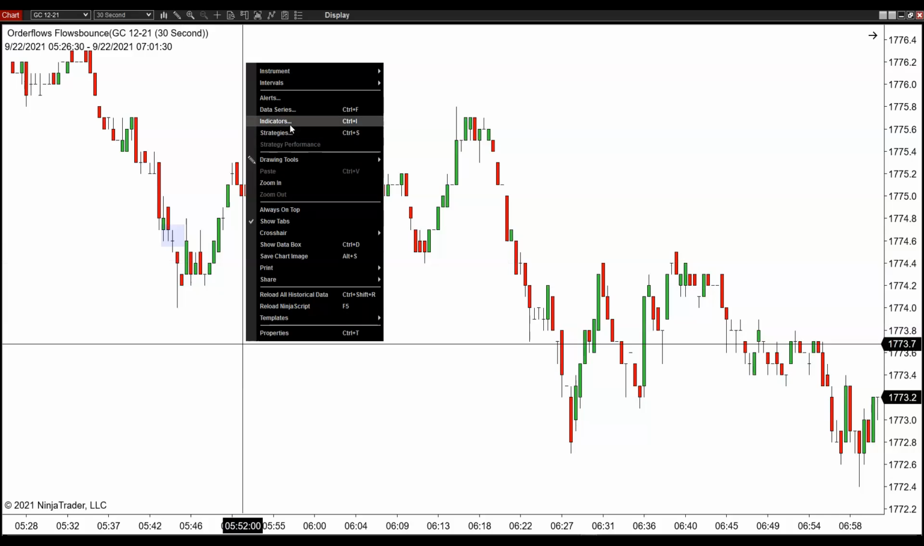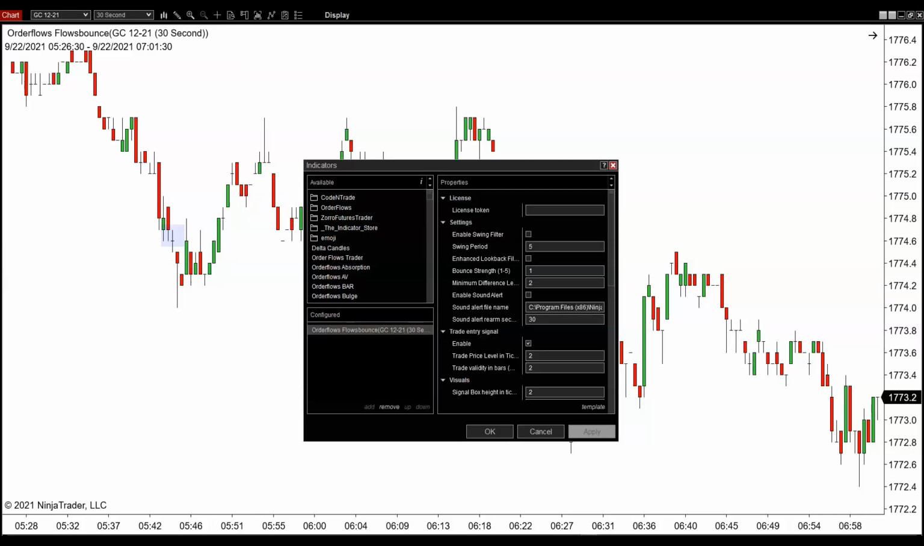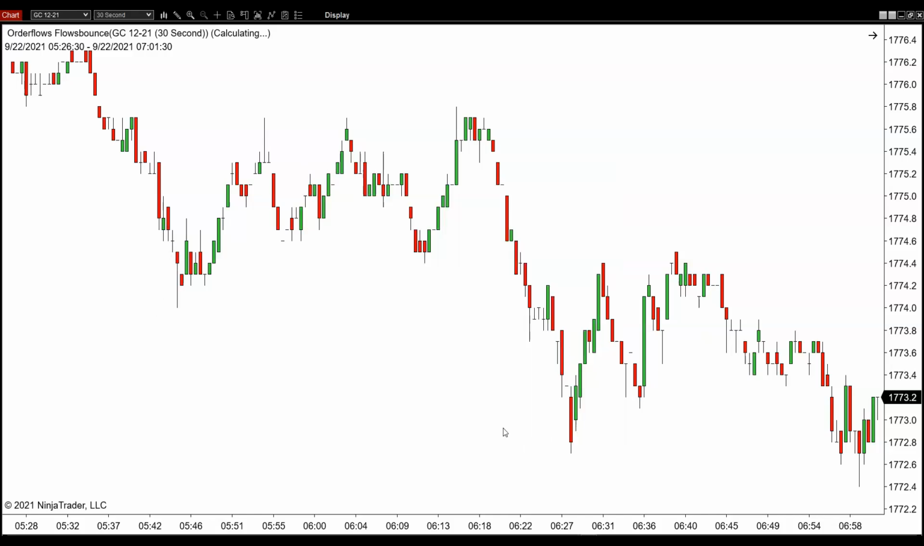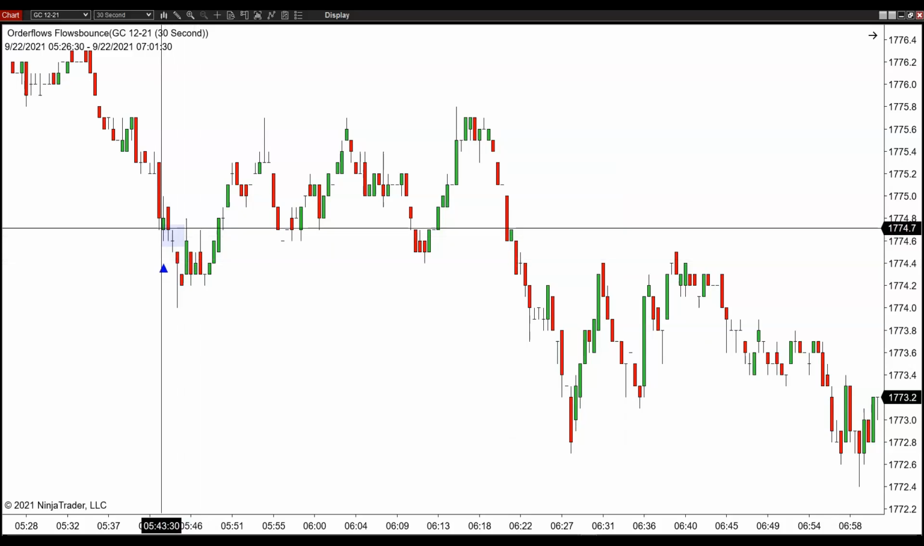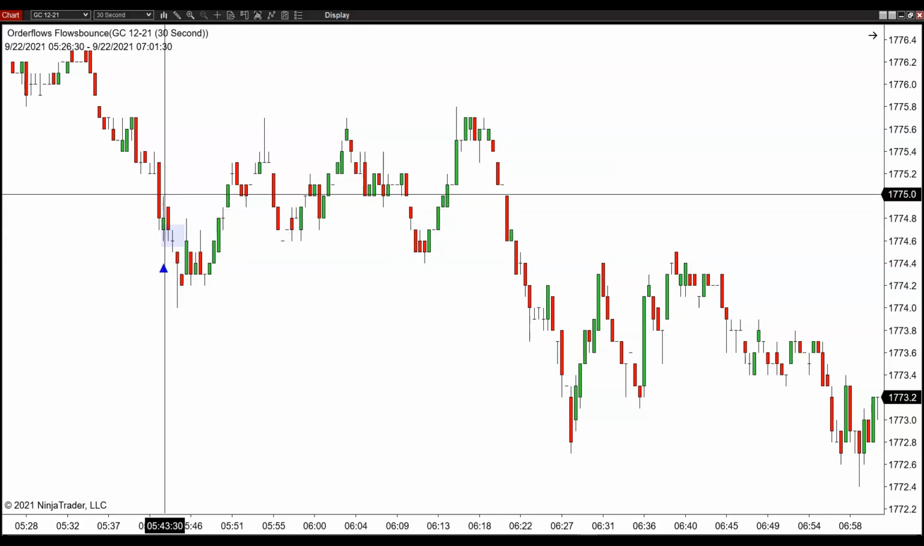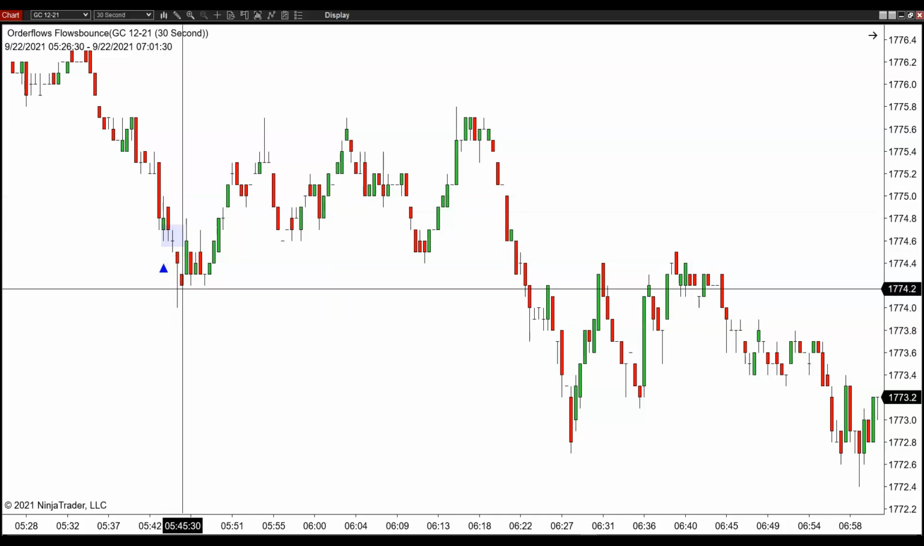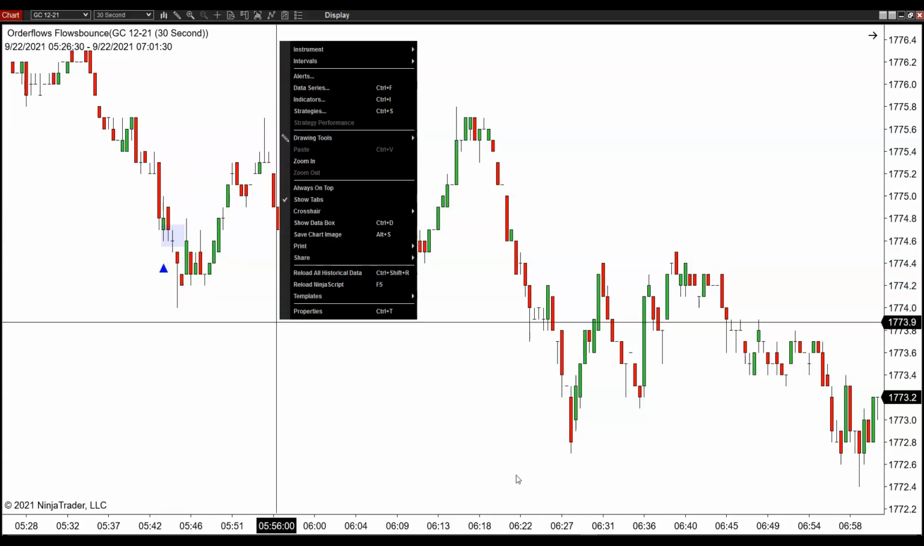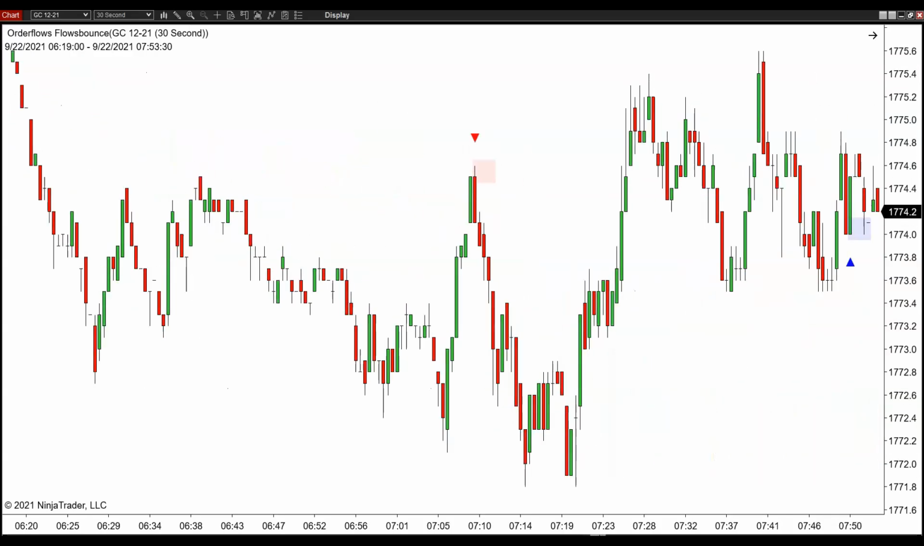Now, if I disable the trade entry signal right here, I uncheck that box, then it doesn't matter what values are in here for trade price level or trade validity. It will draw the signal there, telling me, hey, get long right here on the signal bar. Okay, I get long, and what happens? It fails. I get stopped out. I take the loss. So this is the way I'm able to filter out.